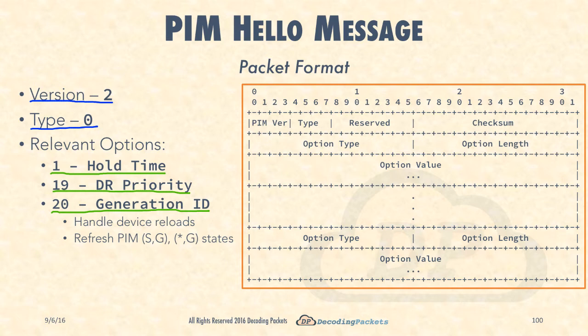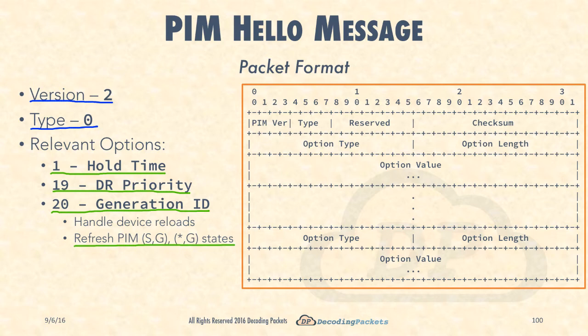And when the neighbors receive this new hello packet with a new generation ID, that indicates to them that the router they're receiving the hello from just underwent a graceful restart, so the forwarding plane wasn't killed. And what they would do is they would respond by refreshing or sending all of the S,G or the star,G signaling on the RPF interface that the neighbor is on.